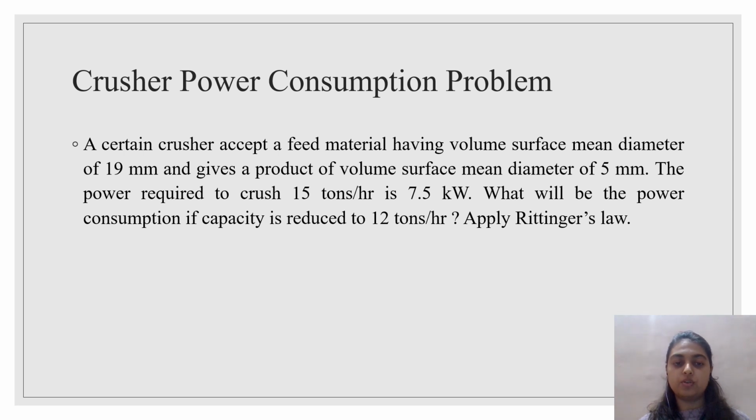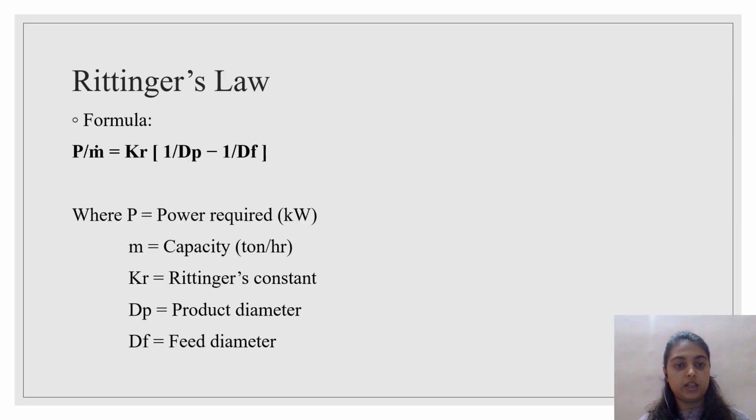Okay. So here we are asked to calculate power consumption for capacity 12 ton per hour. We have given that power consumption of 15 ton per hour is 7.5. So here we are asked to calculate the power consumption using Rittinger's law. We all know that in last video we discussed various crushing laws: Rittinger's law, Kick's law, Bond's law.